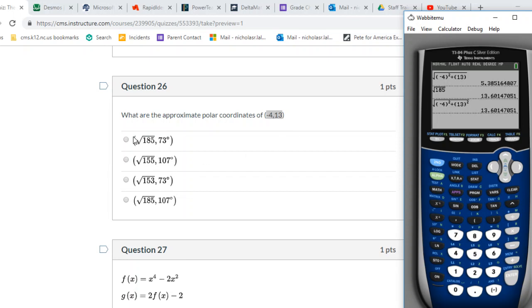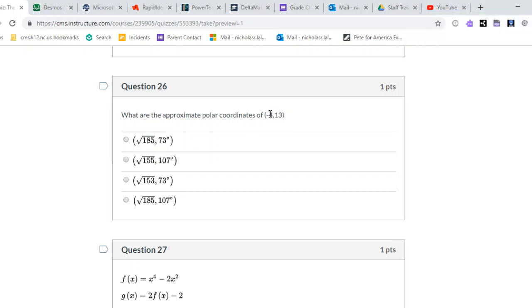So I eliminated two choices, answer choice A or D. Now, x is negative, y is positive. That means I'm in quadrant 2. 73 degrees is not in quadrant 2. I eliminate this answer choice, end up with root 185, 107.